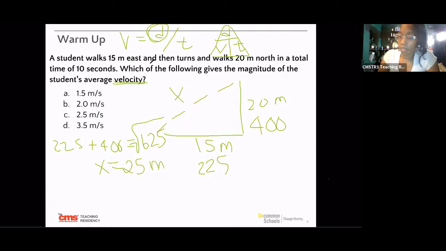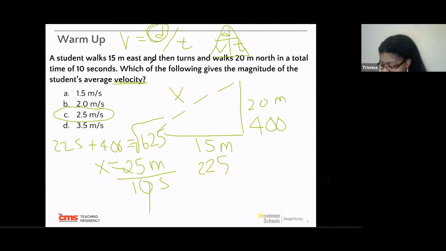So the displacement in this one is actually 25 meters, not 35 meters. And if you recalculate it, that means the displacement is 25 meters divided by our 10 seconds for time. So the answer for this problem is actually C.